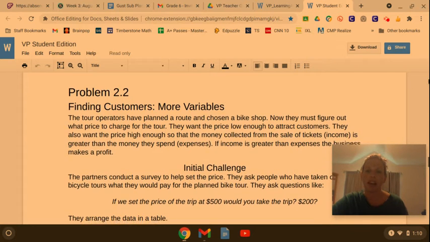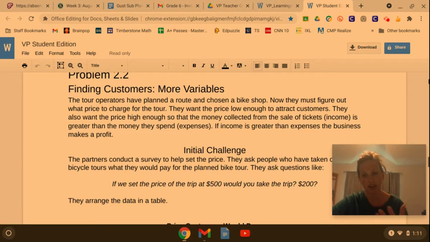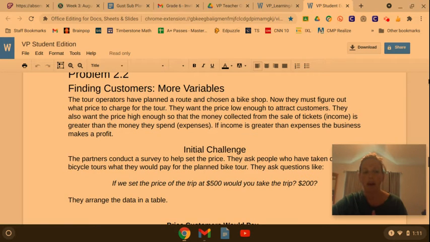So they went out and they asked people, how much would you be willing to pay to take the tour? Keeping in mind that they want a price that's low enough that people will come take the tour, but they don't want to charge too much that nobody will show up. So they also are thinking when they do this that they want to make a profit.